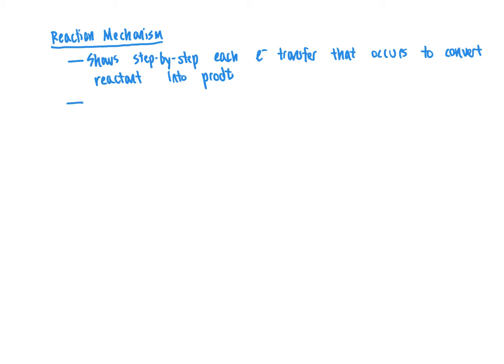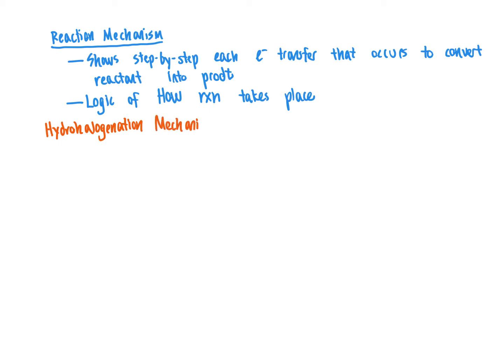What the reaction mechanism shows us is the logic of how a reaction takes place, to illustrate to us that reactions aren't simply magic. Instead, we can rationalize how they occur in a step-by-step systematic fashion that follows logic. So what we're going to do in this video is introduce that logic with regard to our hydrohalogenation reactions by looking at the hydrohalogenation mechanism, the series of each electron transfer that takes place to go from reactant to product.